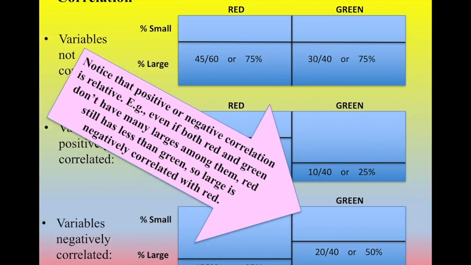So notice that positive and negative correlation is relative. For example, even if both red and green don't have many larges among them, red still has less than green, relatively speaking, so large is negatively correlated with red.